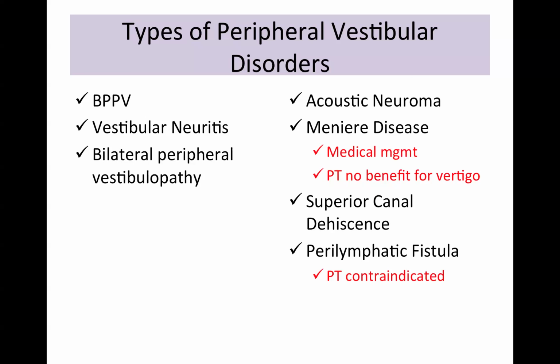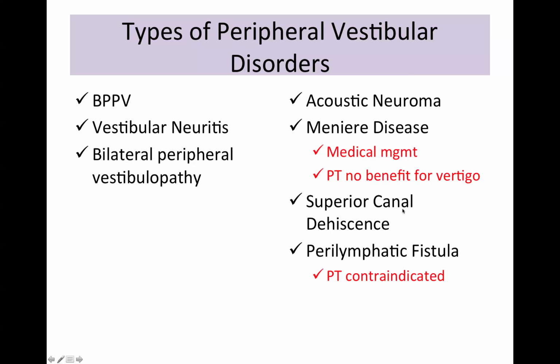Meniere's disease is a disorder that involves fluctuation in fluid within the inner ear, and so when fluid is increased, you will get episodes of severe vertigo that will last for hours. There really is no physical therapy treatment for this complaint of vertigo. They usually try to manage it medically, reducing salt in the diet, things of that nature. But if these patients have deficits, either balance or dizziness, in between the episodes of vertigo, then we can treat it in therapy.